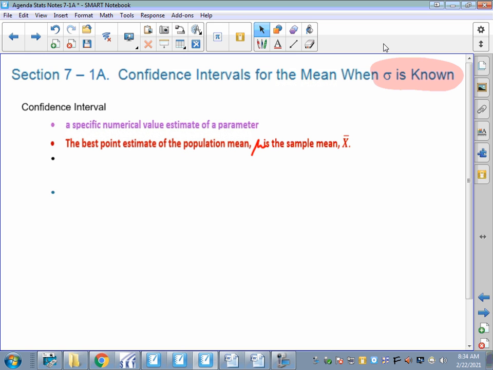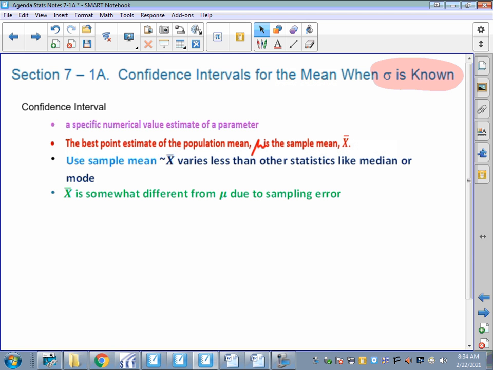So we take means from our samples. Everybody knows mu and X bar by now. We do use the sample mean because X bar varies less than other statistics. We could use a point estimate like median or mode, but those vary more. Remember, they are less tolerant to things like outliers, stuff like that. So we use the sample mean as our point estimate for our mu. And don't forget, our X bar usually is somewhat different from mu because of sampling error. We just can't get the perfect representative sample. So we know we're going to have a slight difference. So it's looking at that slight difference and looking at a margin of error.